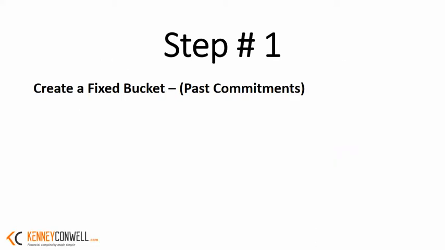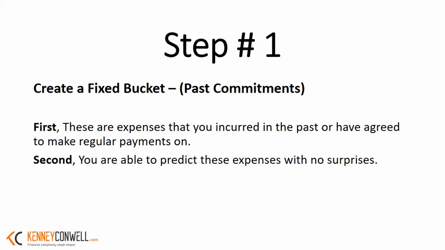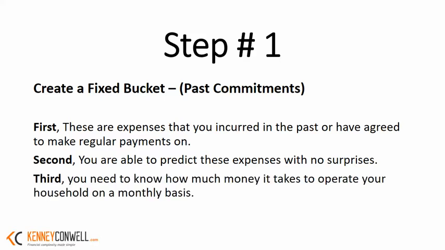So step one, let's talk about it. The first thing you want to do is create a fixed bucket, and this is for your past commitments. You've already committed to pay this money. First, identify those expenses that you incurred in the past or have agreed to make regular payments on. Second, you're able to predict these expenses with no surprises. Generally speaking, that's what this fixed bucket is. And third, just as an adult in America, or any person who's responsible financially, you need to know how much money it takes to operate your household or your personal financial situation. So that is the first step.